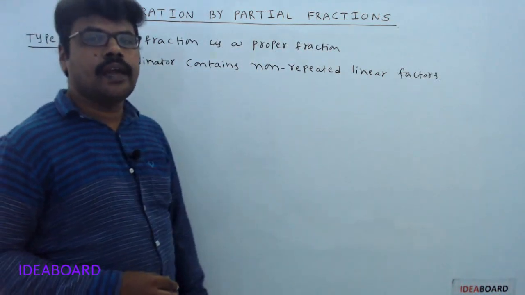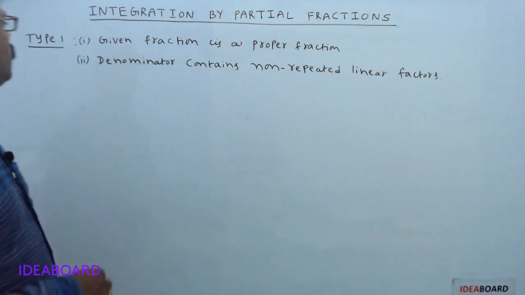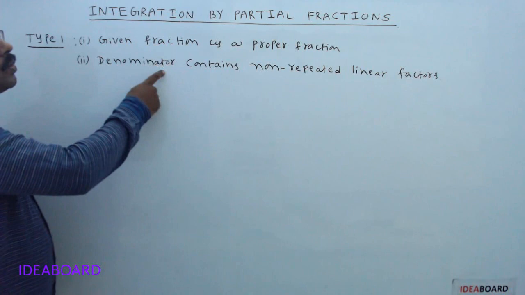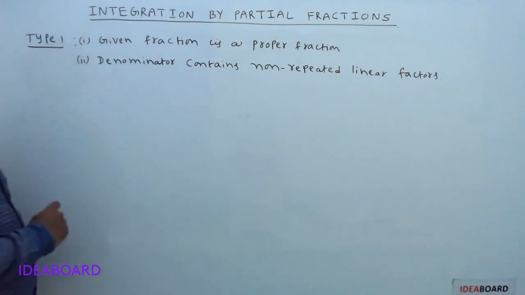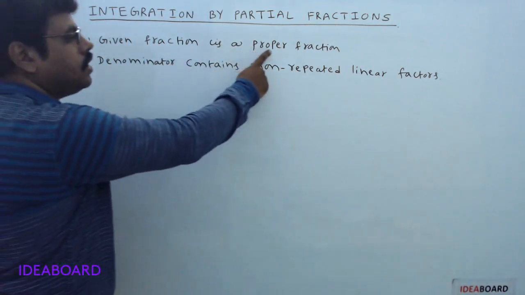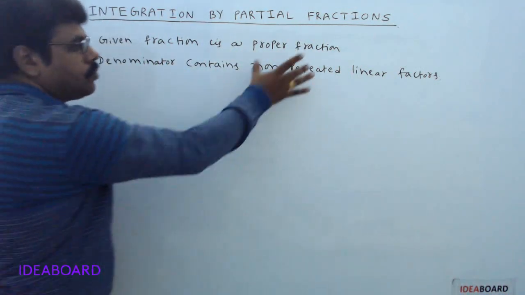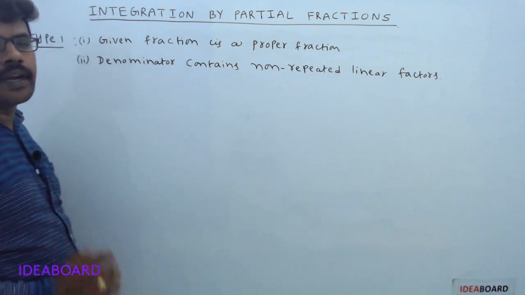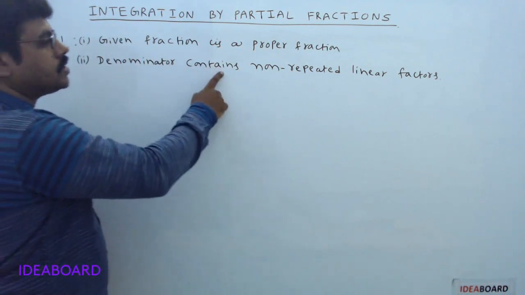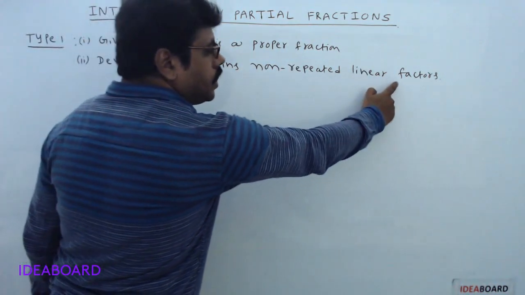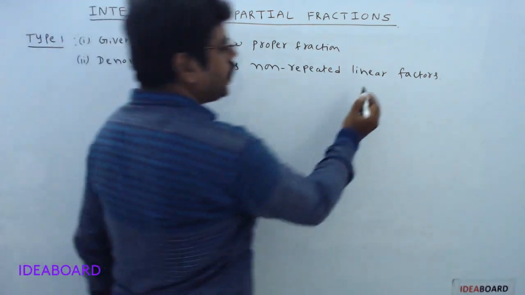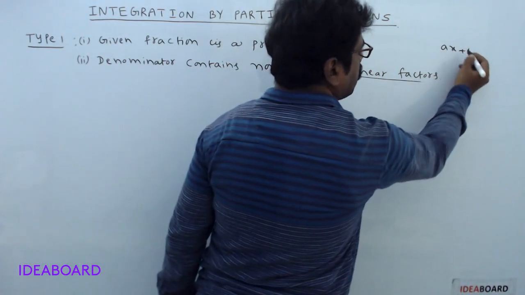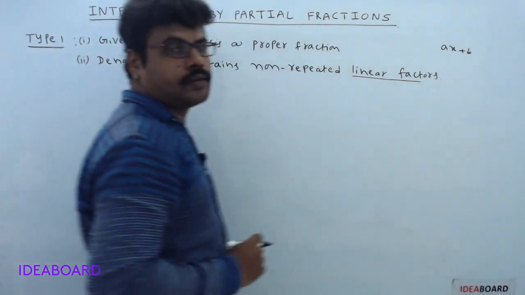Now see type 1 partial fractions. Type 1 partial fractions means it is satisfying 2 conditions. What is condition number 1? Given fraction is a proper fraction. Proper fraction means degree of numerator is less than degree of denominator. Condition 2: denominator contains non-repeated linear factors. Linear factor means it is in the form of ax plus b whose degree is 1.